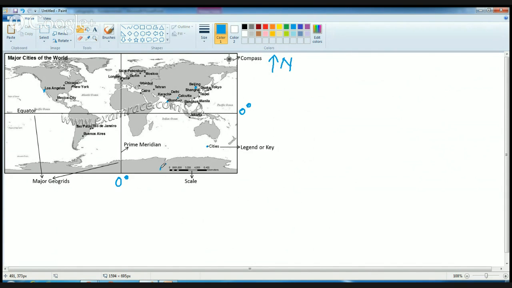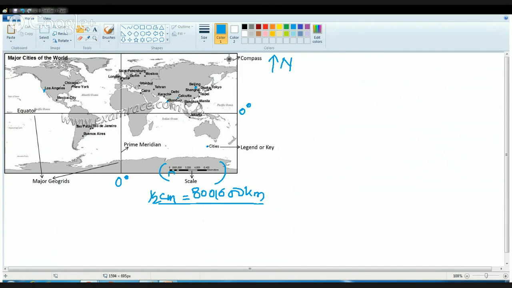And then we must have a scale. This scale means this much on the paper, that is half a centimeter for example, on the paper represents this many kilometers on the real earth. So this is a kind of scale, or what we call a scale.